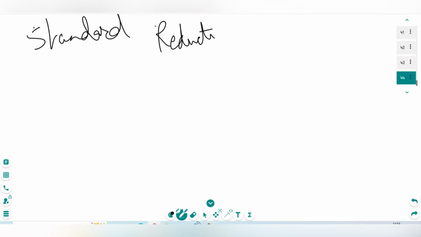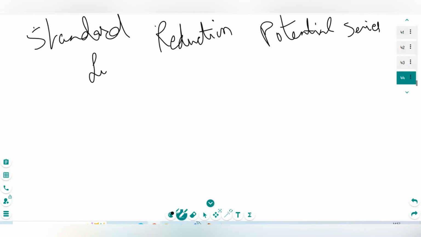Reduction. Why reduction? Because it tells me the form of reduction. Potential series. What is potential? The potential to reduce a particular compound or element. I was looking at this when I was doing my assignment. So, lithium, sodium... I don't really know, I just looked at it. No problem, I can bring it up.